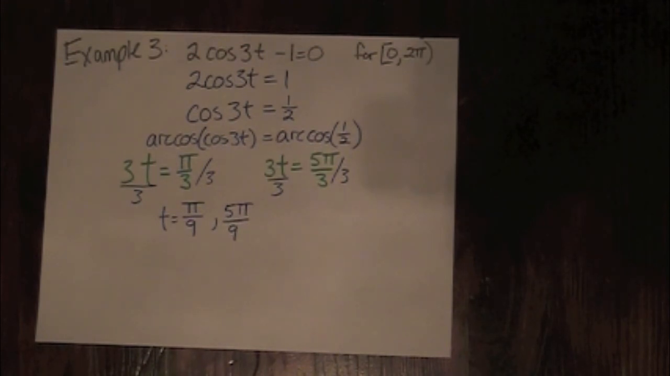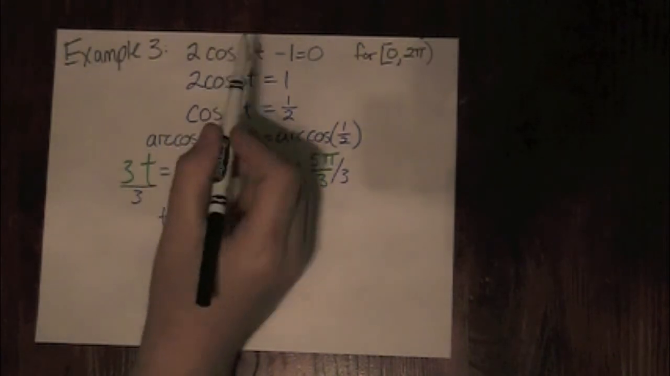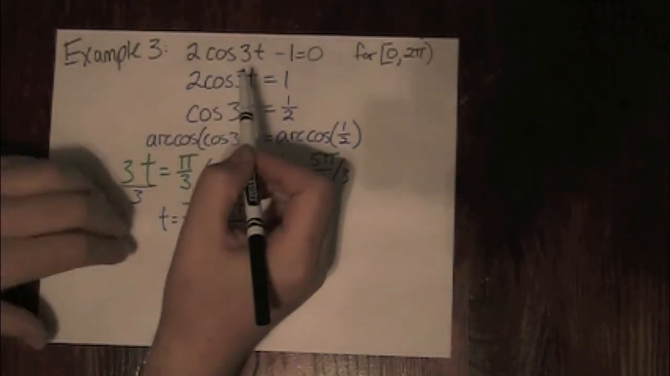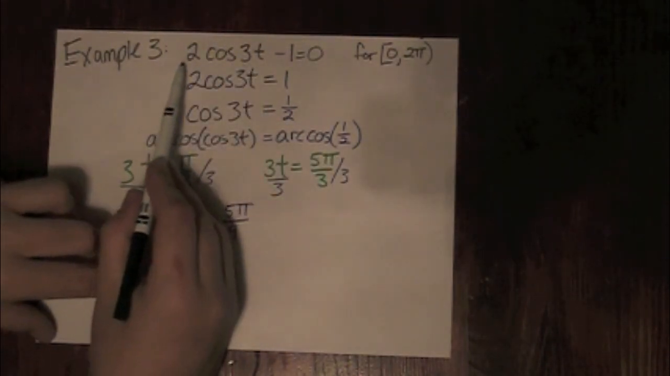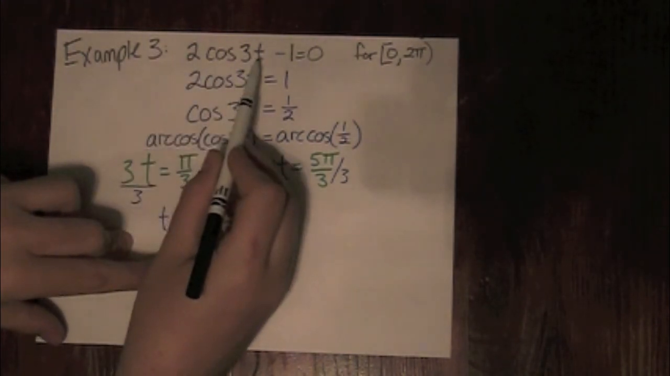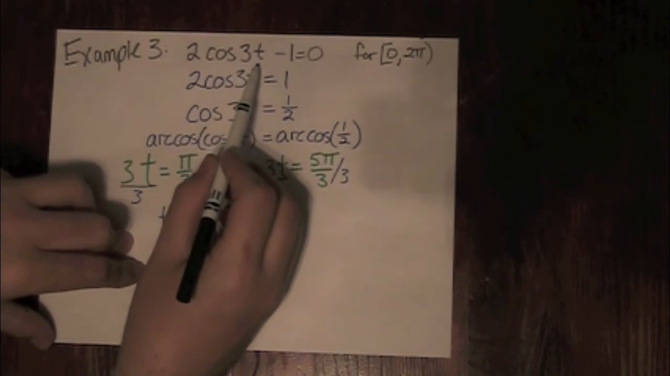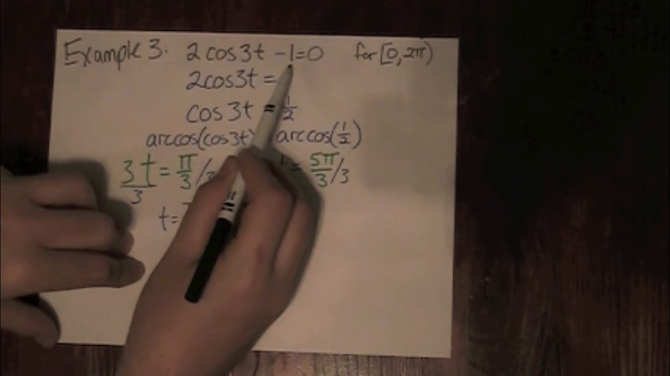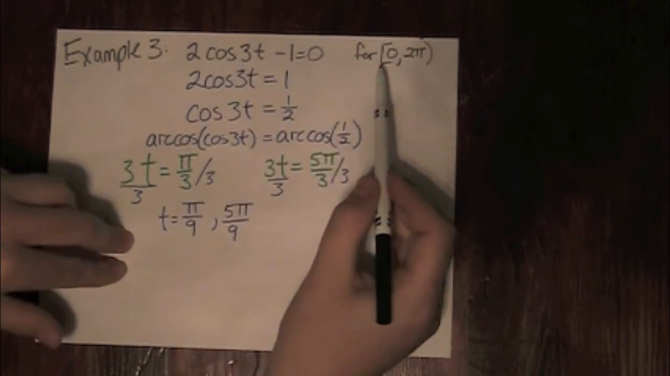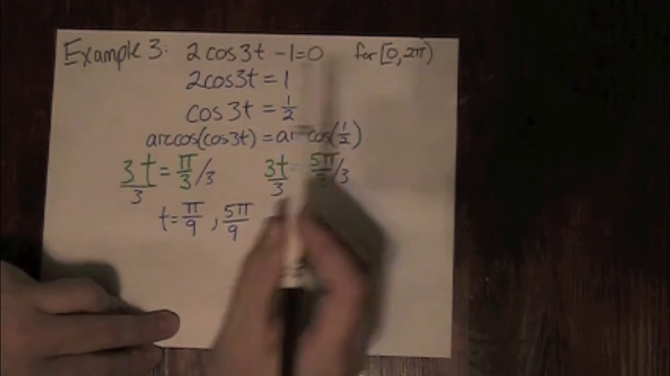Our third example is going to involve a second set of dividing after we do the inverse, and we'll take a look at that right now. This one asks us to solve for t in 2 cosine of 3 times t minus 1 equals 0 for the interval from 0 to 2 pi.